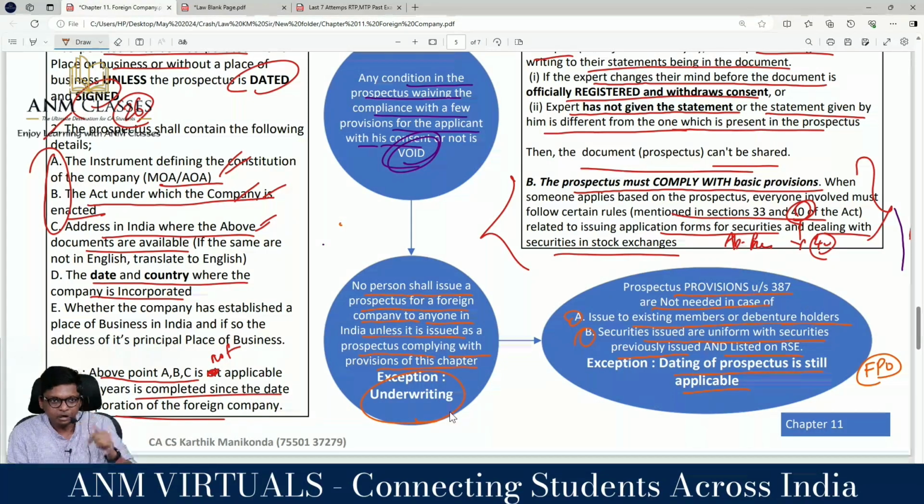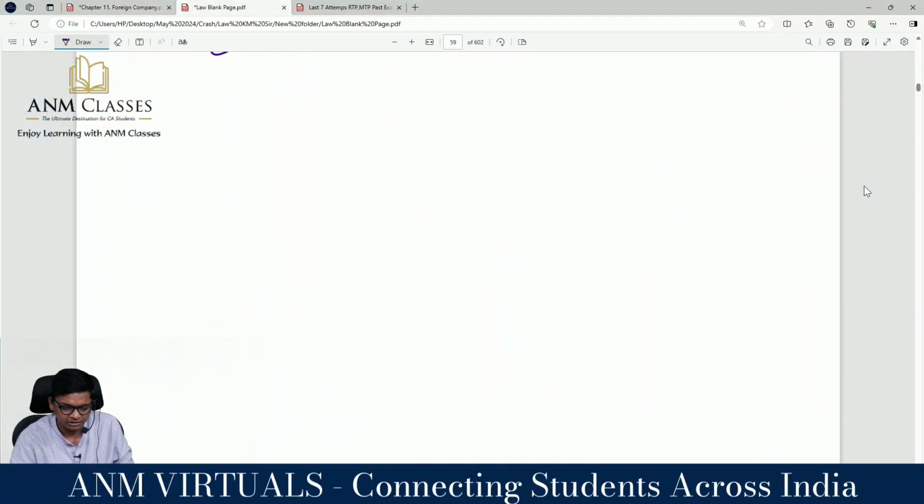Because underwriting is not a public issue. Underwriting is a one-to-one issue with the underwriter. The underwriter will take care. So the crux of this page is two things. One, 2 years completed: no need to give those 3 data, MOA, AOA, the country from where I came, and address. Second, prospectus not needed. If I have to summarize, the crux of these two sections is one.